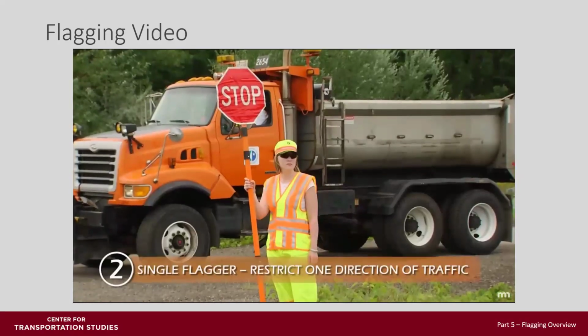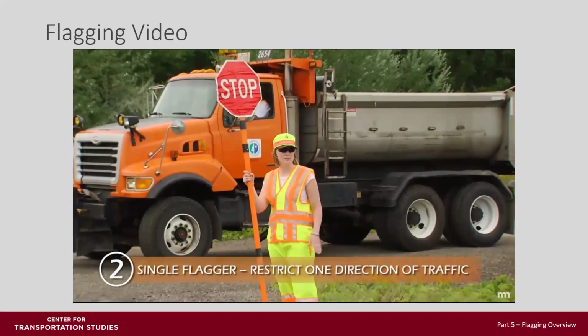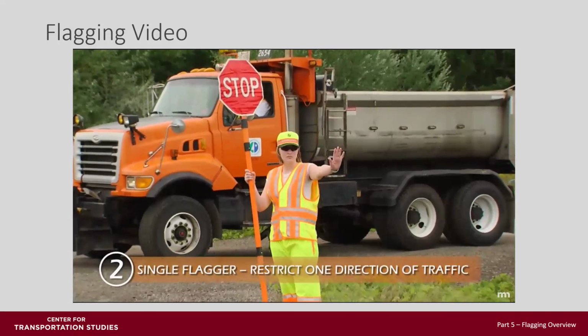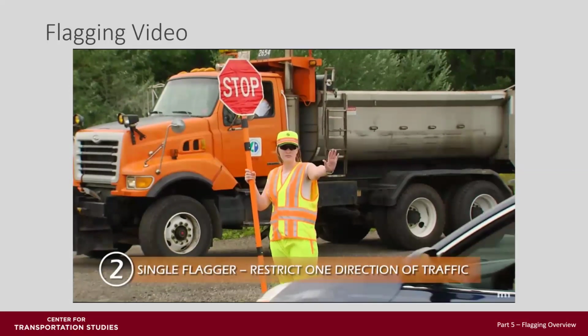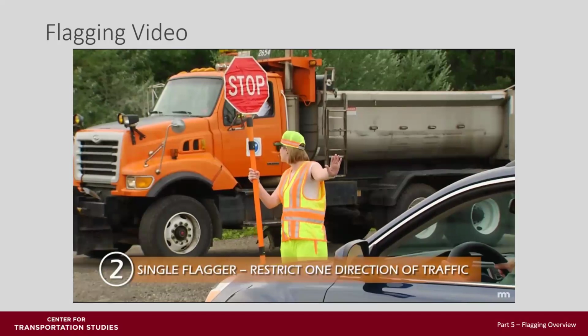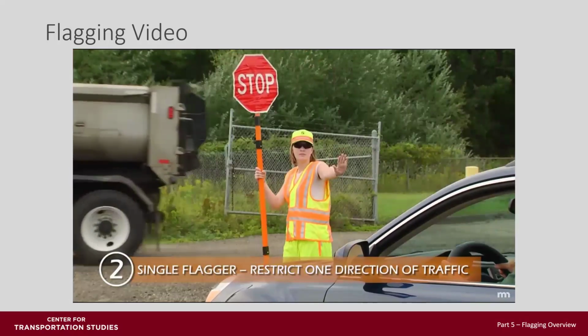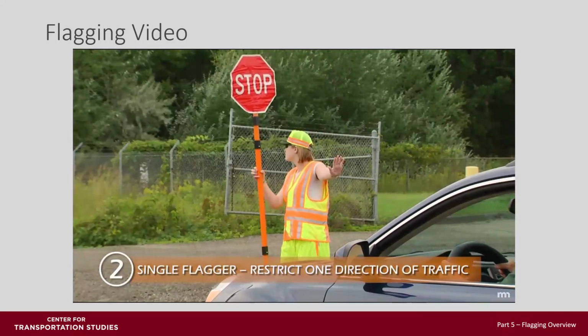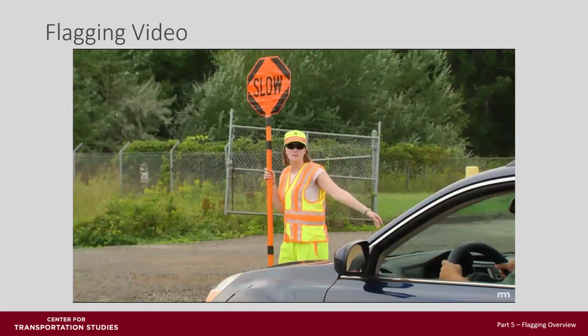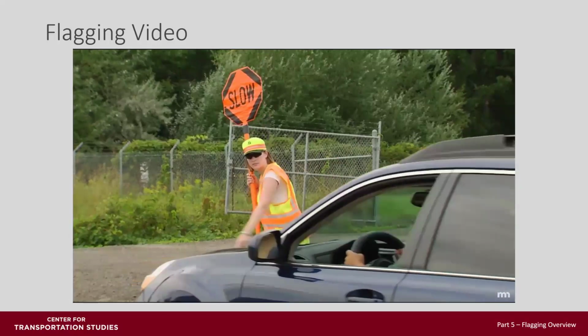The second situation involves only one flagger restricting only one direction of traffic. An example of this is an area where trucks are loading or unloading and are blocking the lane. The flagger stops traffic in the usual manner. Once the work has been completed and the way is clear, the flagger releases traffic.